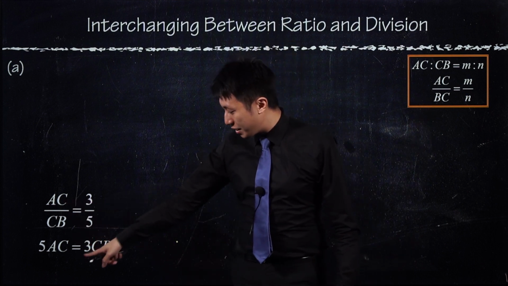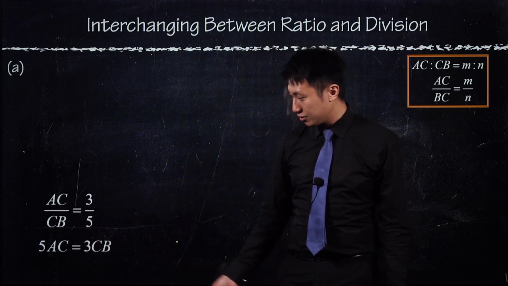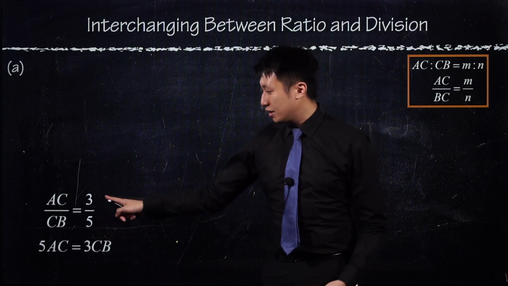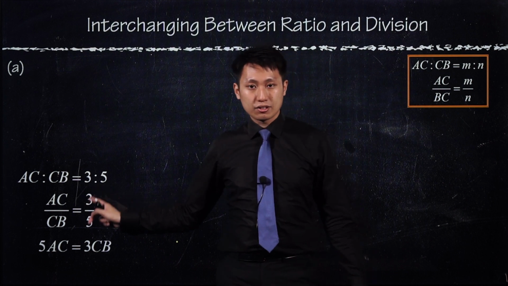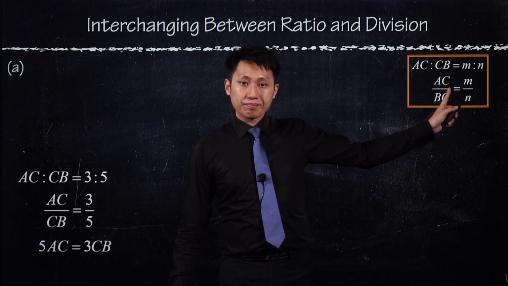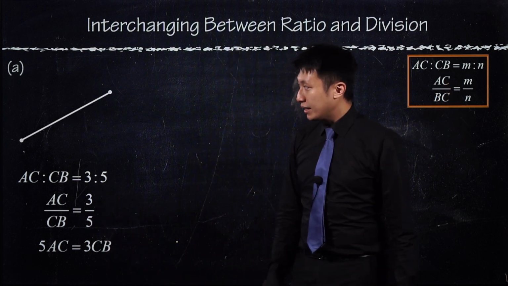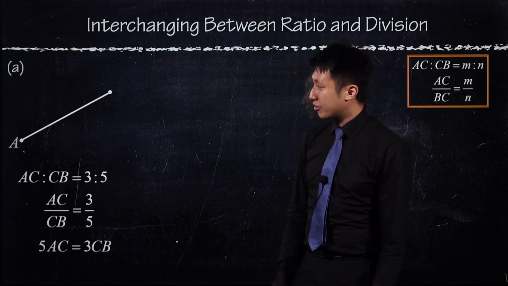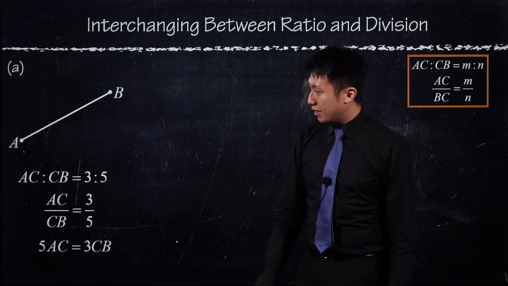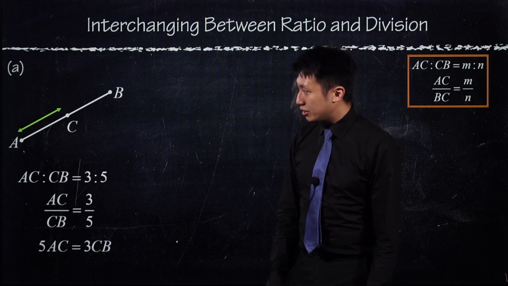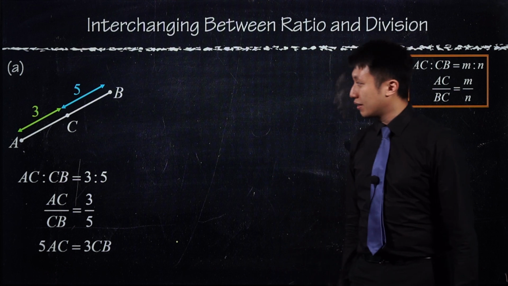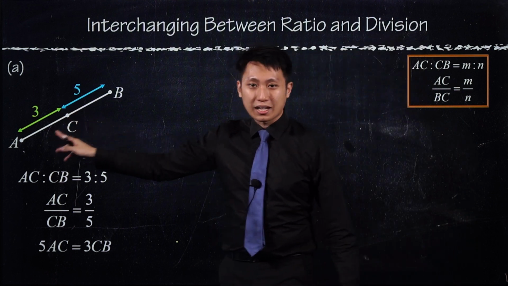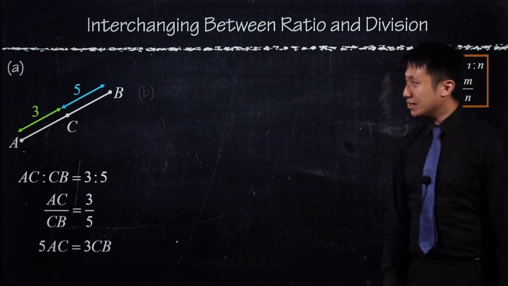Division: AC divided by CB is equal to, you move the terms over, 3 over 5. Then from here I get this 3 to 5. Great. Then the diagram I can draw in this way. A, B, middle is C, then it's 3 to 5. This is 3, this is 5. Of course, the scale, this one should be longer towards that side.